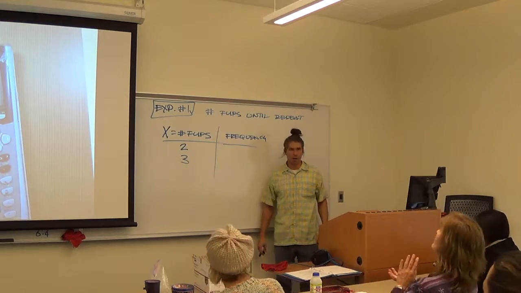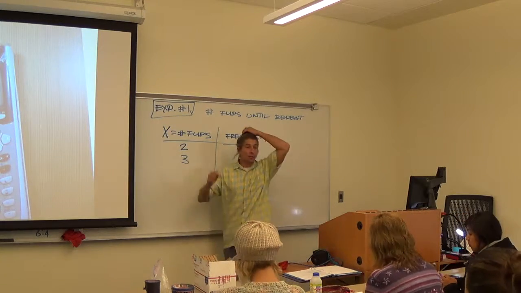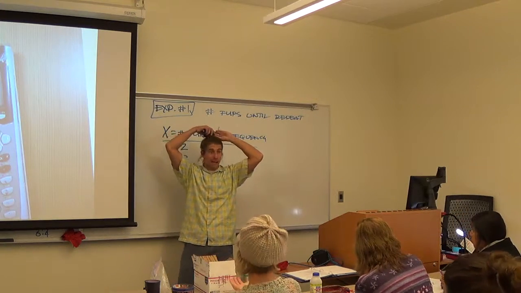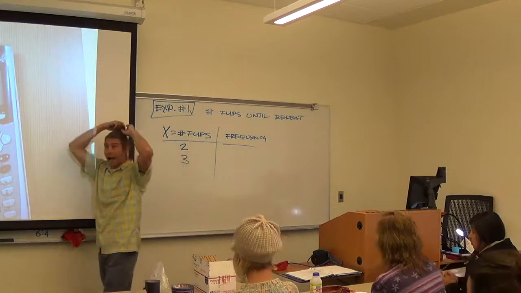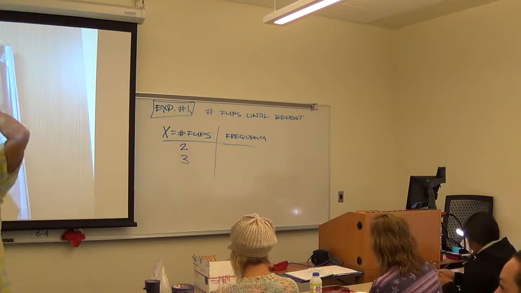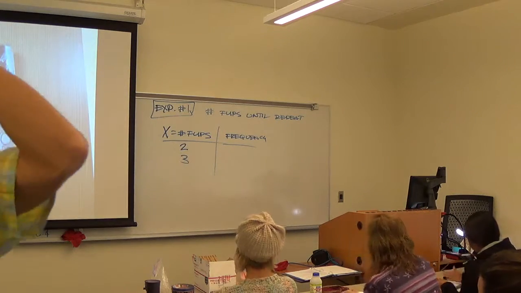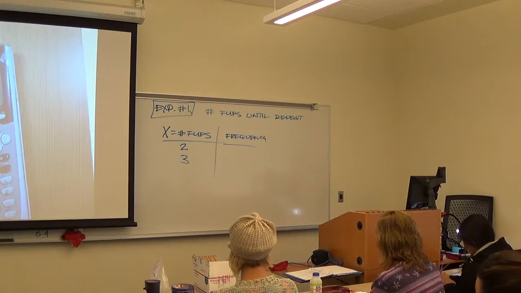Well then, let's stop guessing and start flipping. Keep track. So do it 10 times. Keep track of how many times it takes 2 and how many times it takes 3. I don't care what you flip first, heads or tails. All I care about is how many flips it takes. I want you to get a pair of something 10 times.